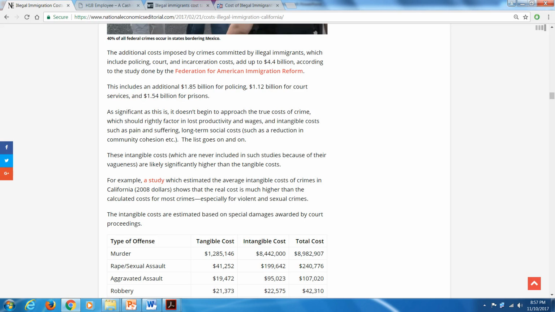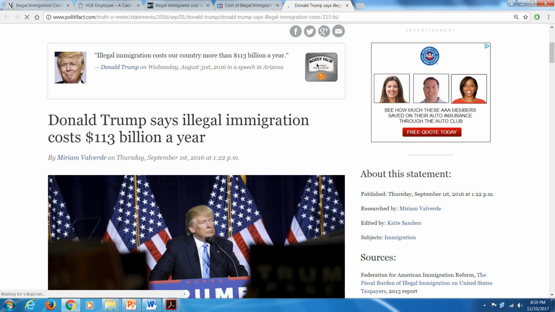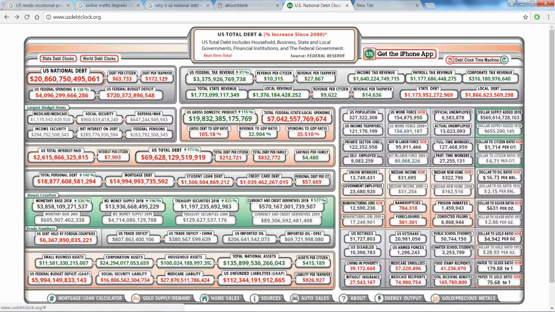Okay, next. This is another article where Donald Trump is saying that illegal immigration costs 113 billion a year. And again, we verified that number ballpark from other sources too. And that's the popular slide of US debt, which you can go to this website. This is an older version of how our debt is. I mean, so much information on this.